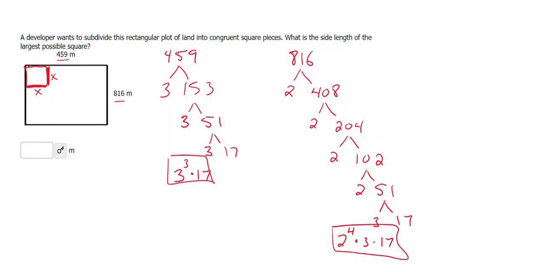So now what do we do with that? Well, we're looking for the greatest common factor, right? So I can see that these have one 3 in common, right? Not all of them, because this is really 3 times 3 times 3, but there's only one 3 in common. And then just a 17 as well. So our greatest common factor is just going to be 3 times 17. So in this case, 51. So 51 is our greatest common factor, and 51 is what our side length should be. So this should be a square that is 51 by 51, and then that would go evenly into our plot of land.